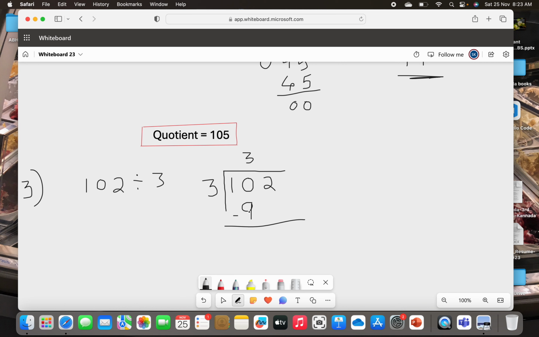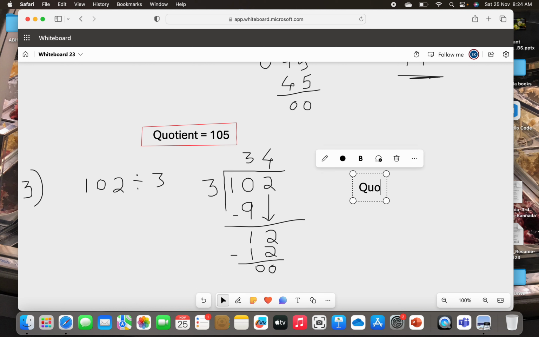Subtract 9, 10 minus 9 is 1. Pull down 2. 3 ones are 3, 3 twos are 6, 3 threes are 9. 3 times 4 is 12. 12 minus 12 is 0. So the quotient is equal to 34.